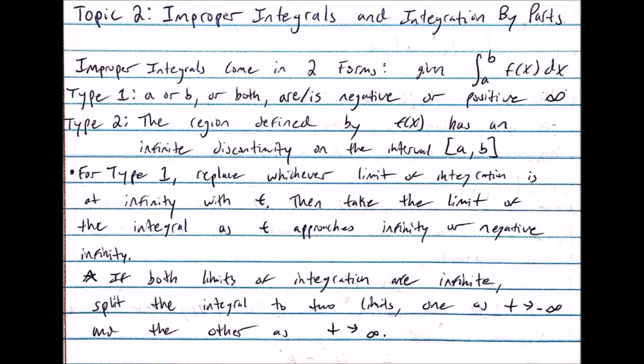So for type 1, we want to replace whatever limit of integration is at infinity with t, and then we'll take the limit of the integral as t approaches infinity or negative infinity, depending on the original limit of integration. So a smaller hint, if both limits of integration are infinite, you want to split the integral into two different limits, one as t approaches negative infinity and the other as t approaches infinity, and that way we can solve that up and add them up at the end.